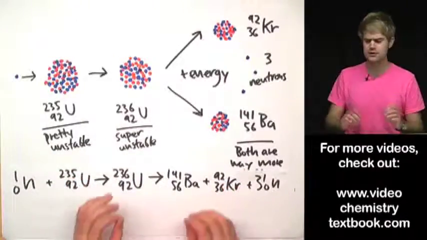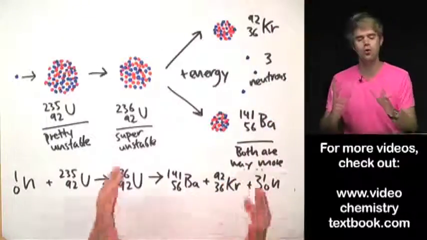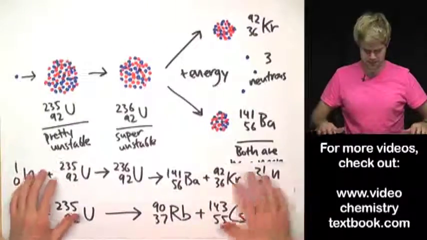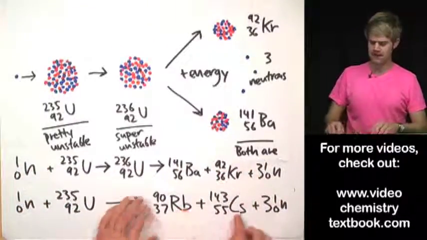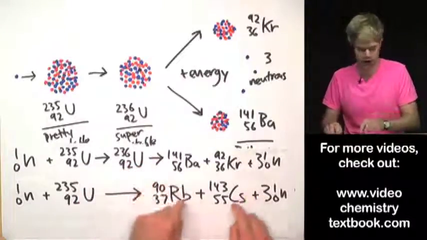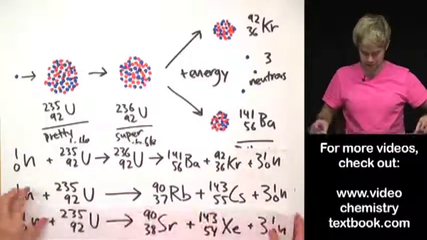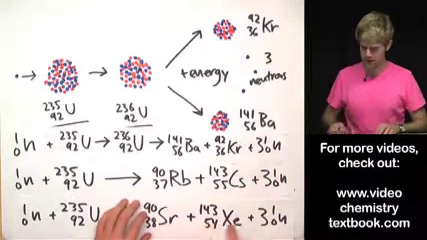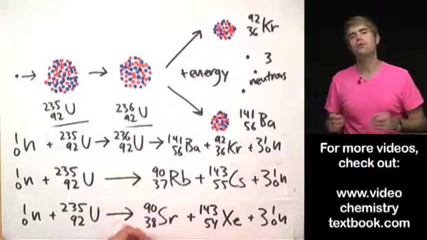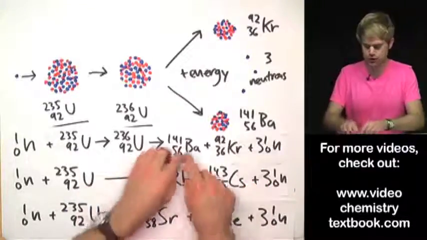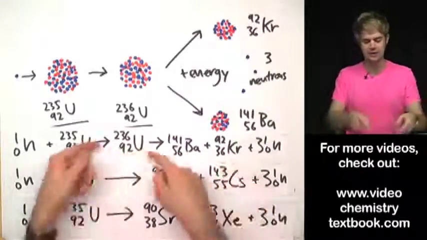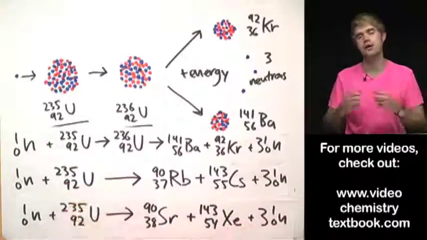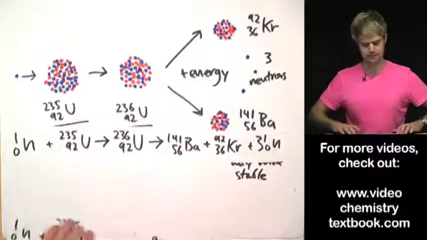Now, it turns out that krypton and barium aren't the only atoms that the uranium-236 can split into. When it splits, sometimes it can also form rubidium and cesium. It's just splitting a different way to create these. Or it can split another different way and create strontium and xenon. This isn't super important. I'm just mentioning it to let you know that krypton and barium aren't the only atoms that can be produced by nuclear fission. So if you see one of these other reactions, it's not wrong. It's just showing a different way that uranium-236 can split.